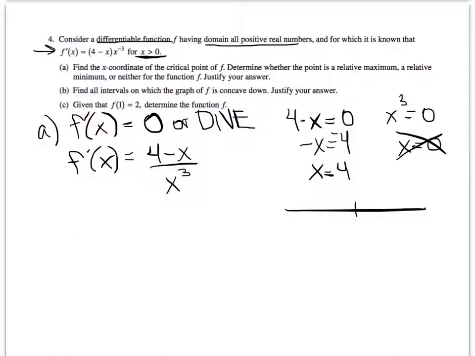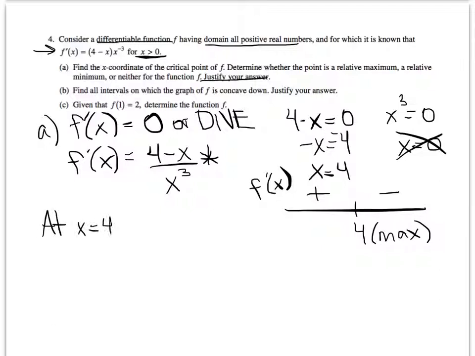So now let's look at this critical point and create an f prime sign chart. If I choose a number less than 4 and substitute it into the first derivative, let's say 3, 4 minus 3 is 1, so that would give me a positive derivative. If I choose a number greater than 4, like 5, 4 minus 5 is negative. So that would give me a negative derivative. Therefore 4 is a maximum because it's changing from positive to negative. Now I must write my one sentence justifying this. So at x equals 4, there is a relative maximum.